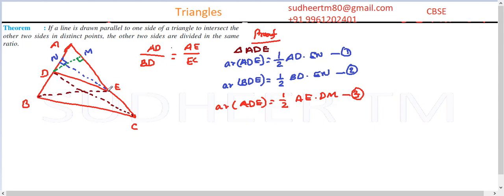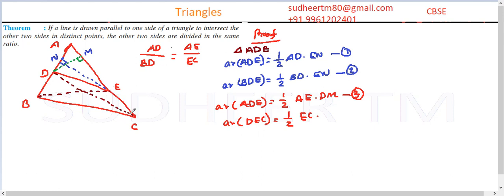Now we have to take this triangle, which one? DEC, right side bottom part. Okay, and D point. So area of DEC equal to half into base, the base here is EC, half into EC into perpendicular distance. Which is the perpendicular distance here?